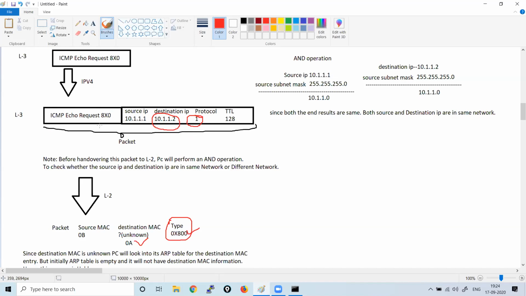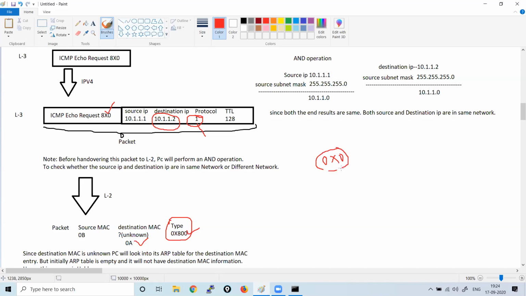Why am I handing it over to ICMP? Because my protocol value is 1. Once I hand this over to ICMP, ICMP will open its header. Then by seeing this type 8 and code 0, it will understand, okay, this is an ICMP echo request. I need to generate an ICMP echo reply. Now this type 8 and code 0 is replaced by what? Type 0 and code 0.